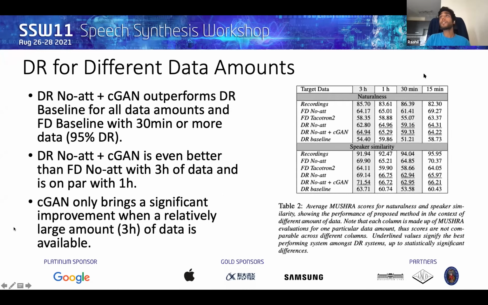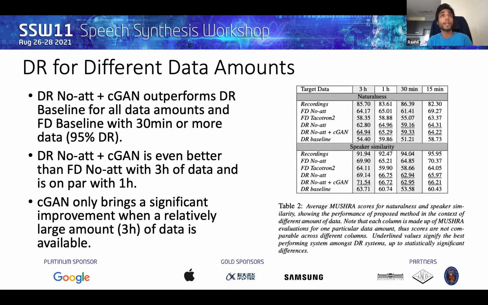If we look at the results of these different ablations of these different architectures, we will see that our candidate system seems to outperform the baseline for all different data amounts. So that is the baseline based on our previous work on attention-based technology, as well as it seems to outperform a full data baseline. So that is the baseline trained on a single target speaker for about 10 hours, which is a significant result.